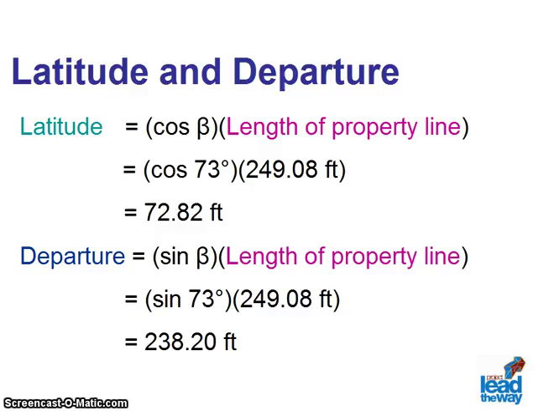249.08 feet. Just in case you were wondering, 249 feet 1 inch was converted to its decimal equivalent by dividing the 1 inch by 12. The resulting latitude is 72 and 82/100ths feet, rounded to the nearest hundredth. The departure is equal to the sine of 73 degrees times 249 and 8/100ths feet. This gives us a departure of 238 and 20/100ths feet for the first property line.